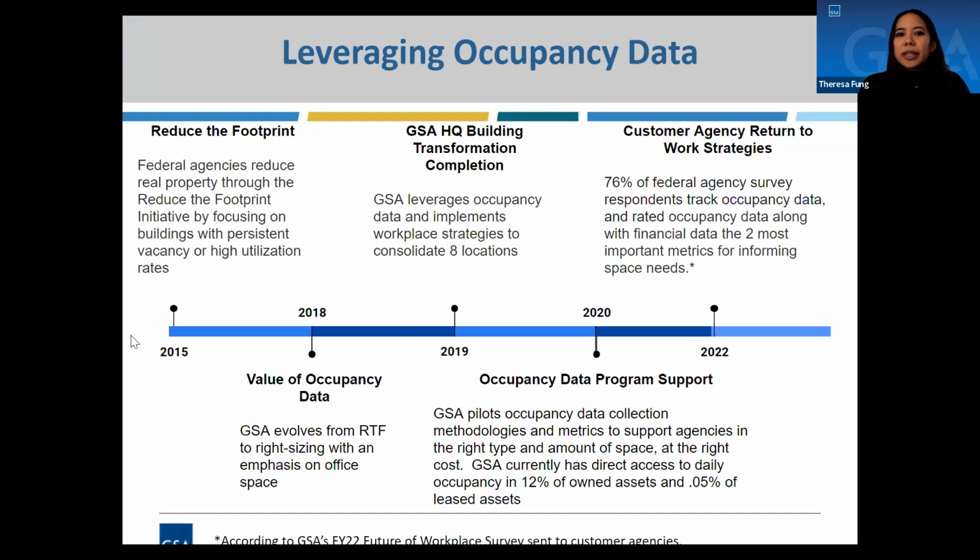or more locations. And they found that occupancy data, along with financial data, were the two most important metrics that they relied on for informing space needs.